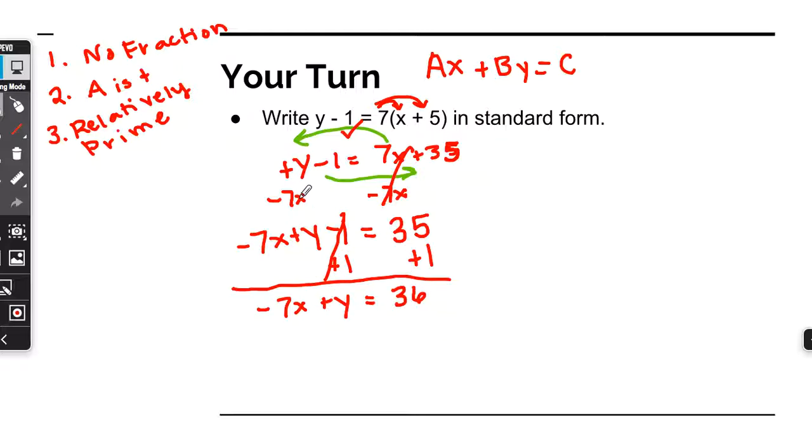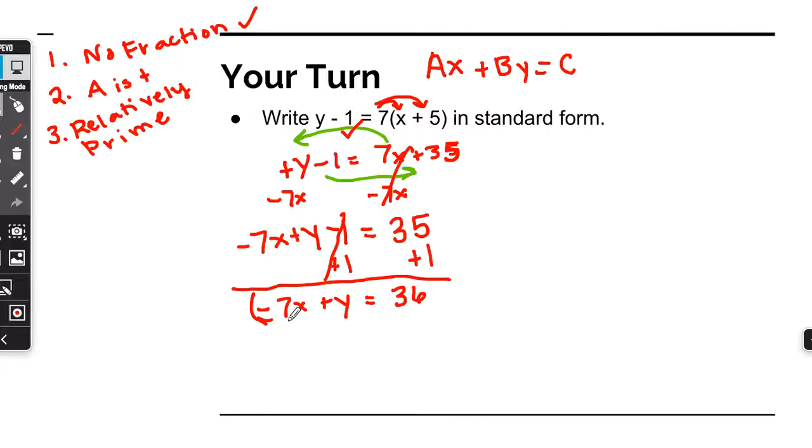So now let's check our rules for standard form. So we have no fractions, so we got to check here. And then our second one is that a is positive, so our number in front of x has to be positive. We have a problem here. So we're going to try to figure out how to change this to a positive. So our third rule is going to be to stay relatively prime, which right now we have 7, 1, and 36. So we're okay right now.